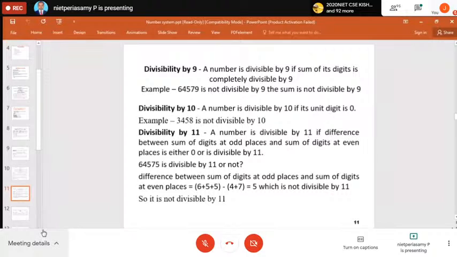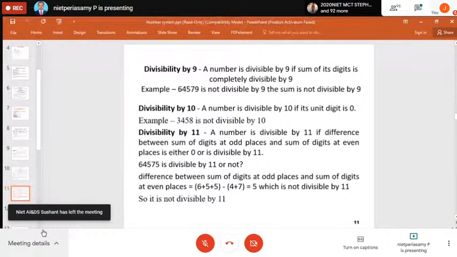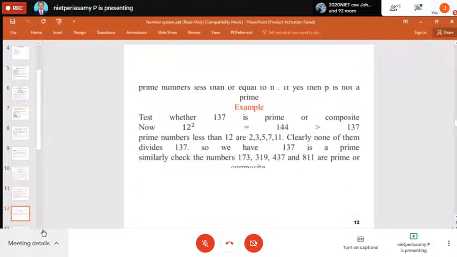Are you able to understand the divisibility test for 11? For each divisibility test, I randomly gave one example, for your understanding. You can apply all these divisibility tests to any number. Okay, shall we go to the next topic? Yes, sir.